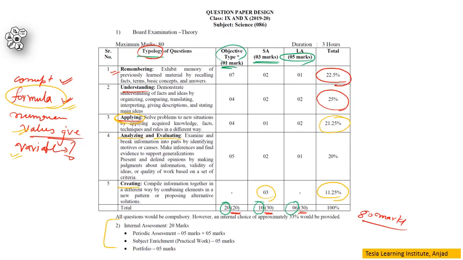Internal assessment. So in internal assessment you have 20 marks. There are periodic tests in between, 5 marks come from there. Subject practical work that you have done, 5 marks will come from there. And portfolio, the practicals and everything that you did the whole year, 5 marks will count from there.